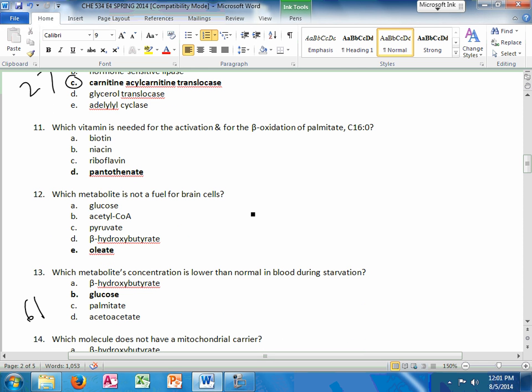This vitamin is needed for the activation and the beta oxidation of palmitate. So these are needed for just beta oxidation, niacin and riboflavin. Biotin is one of those. It's for the odd number fatty acids. It's used for the carboxylase. And pantothenate is anything involving CoA, which is the reaction, and CoA is in the beta oxidation as well. So that's going to be the answer.